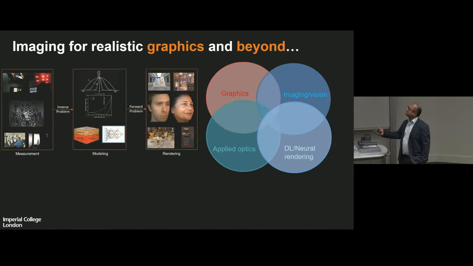So this kind of research is quite cross-disciplinary, and essentially we work at the intersection of computer graphics, imaging, a lot of applied optics, and you might learn a little bit more applied optics than you care for today, but that goes with the turf. And of course, now modern deep learning and neural modeling and rendering techniques, which are a new tool in the toolbox that we work with.